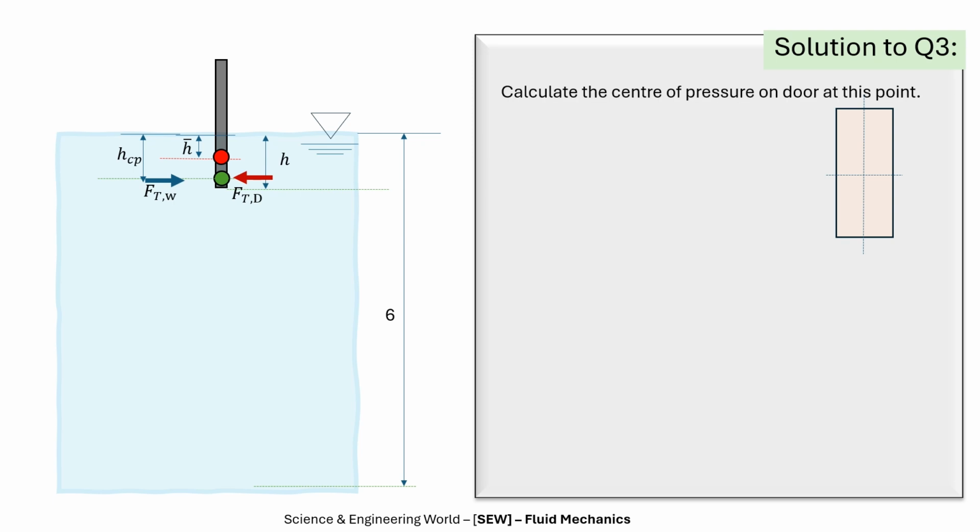Calculating the center of pressure, we have HCP, that's the center of pressure, equals H bar plus IG over A H bar. So we need to find IG. And what is IG? It is the second moment of area of the wetted area of the door, which is this area now.